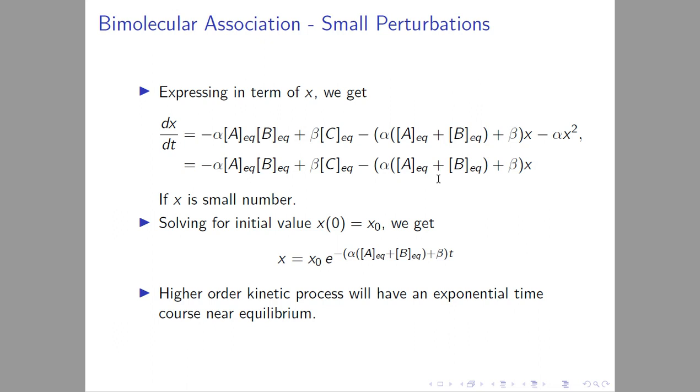The x will be going smaller and smaller. What we can see here is that the higher order kinetic process has an exponential time course near equilibrium. After t equal to infinity, everything becomes equilibrium.